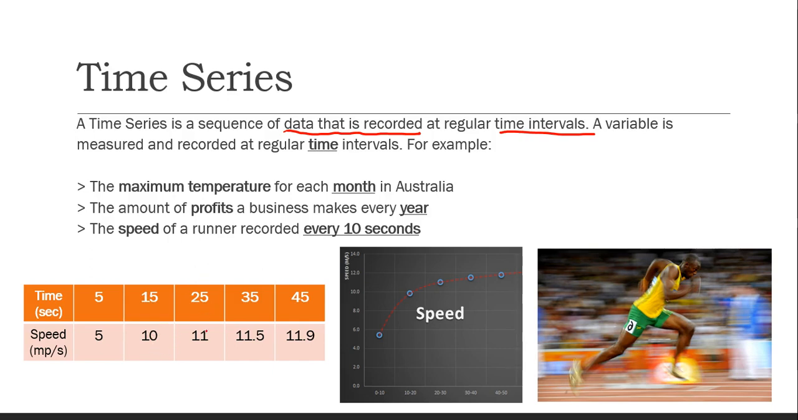At 25 it's 11, at 35 it's 11.5, and he reaches his maximum running speed at 11.9 meters per second at 45 seconds. So that's quite fast. This guy takes 45 seconds to run at his maximum speed of 11.9, which is essentially 12 meters per second. Imagine running that fast. It's quite crazy. But basically, that's an example of a time series. It's data that's recorded at regular time intervals. So this data here is recorded for every 10 seconds.